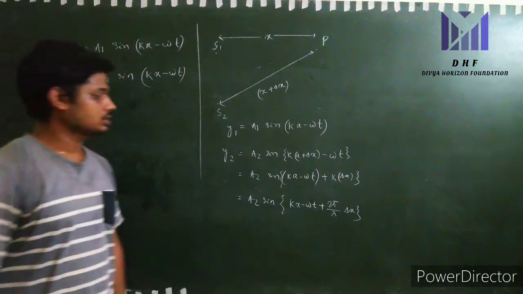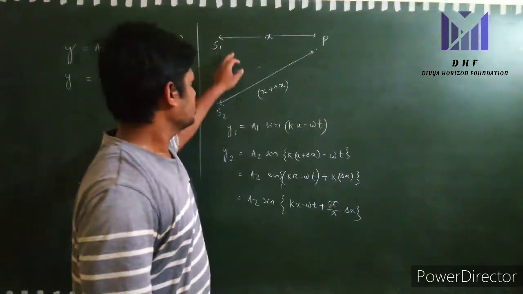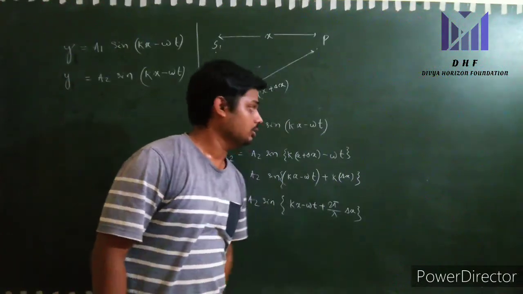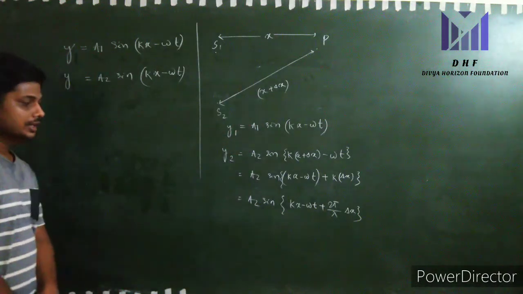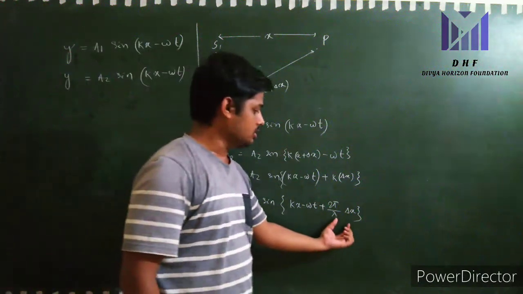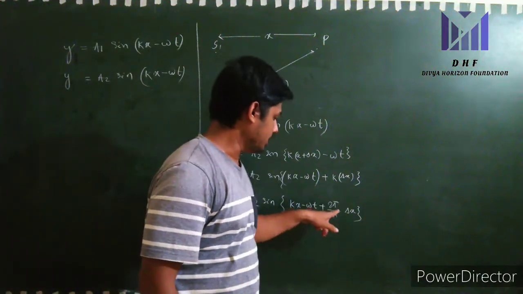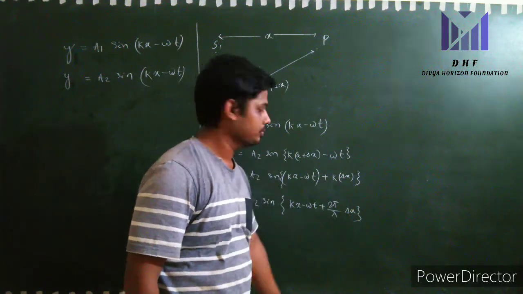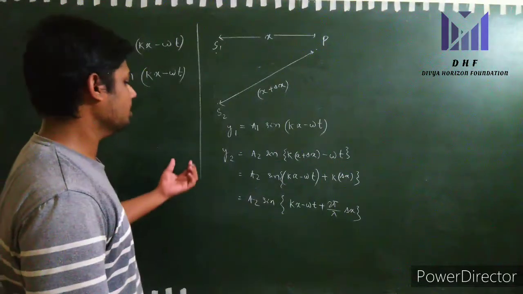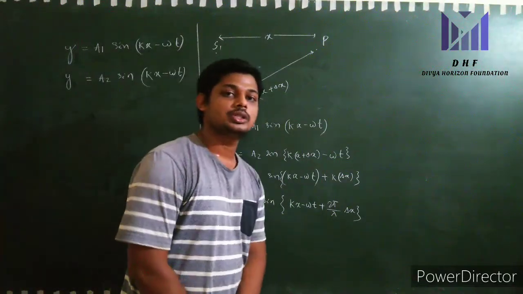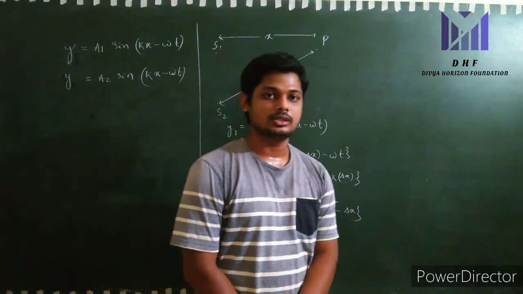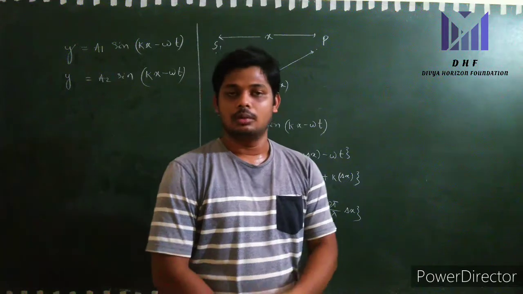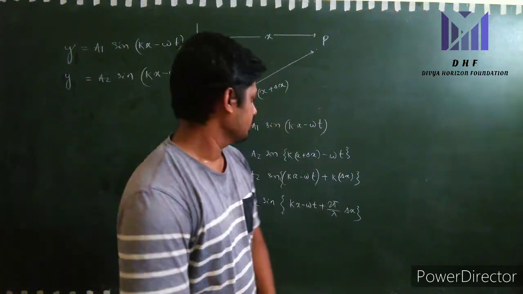So the phase difference between the two sources at point P is 2 pi by lambda into delta x, where delta x is the path difference. Here we can see that the phase difference is constant, because 2 pi is constant, lambda is constant, and delta x is constant. But in the practical case, the frequency of the light wave does not remain the same due to the very process of emission of light photons.